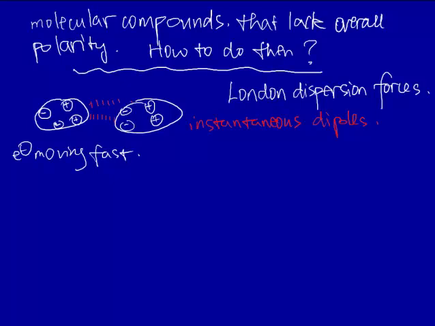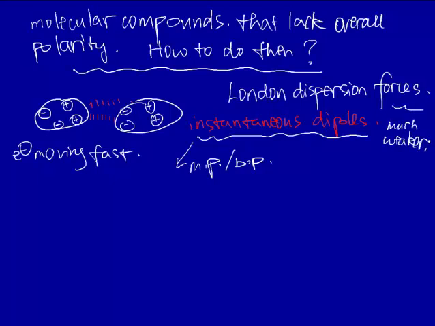But at any given moment, you would have this arrangement that will give you the interaction between partially charged particles. So this is the instantaneous dipoles, and that determines the melting points and boiling points of substances. As you can see, the London dispersion force is much weaker. So this is actually the weakest interaction. So now you understand the distinction between those two.